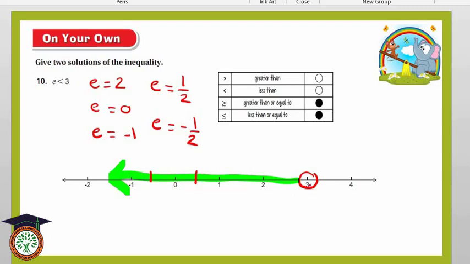Is 3 a solution? No. 3 is not a solution because 3 is not less than 3. 3 is equal to 3. So 3 is not a solution, okay? So if someone says E equals 3, no, this is wrong. E equals 3 is not a solution because my circle is open. So 3 is not included in my solution, okay? Let's take another example.